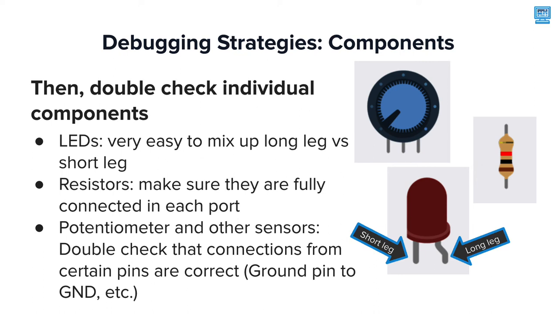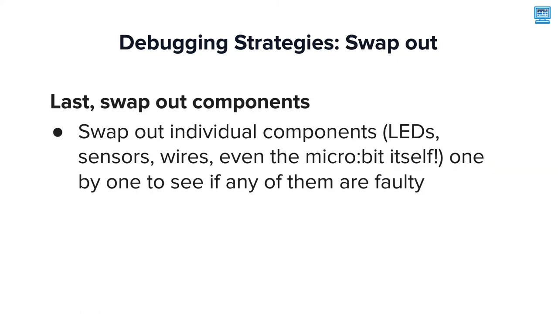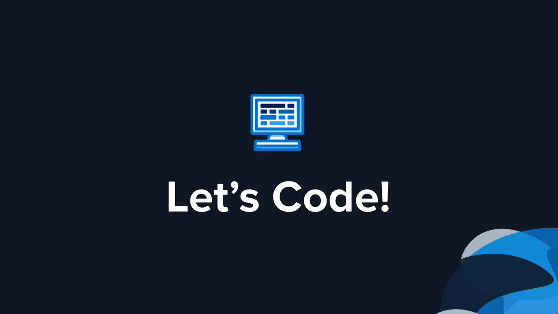If you're using a sensor that is not integrated into the microbit, double check their connections, as many of them have multiple pins that must be connected in a specific way. If all else fails, a good way to check if you have a faulty device is to replace the one you're using with another. Let's dive in and start debugging.